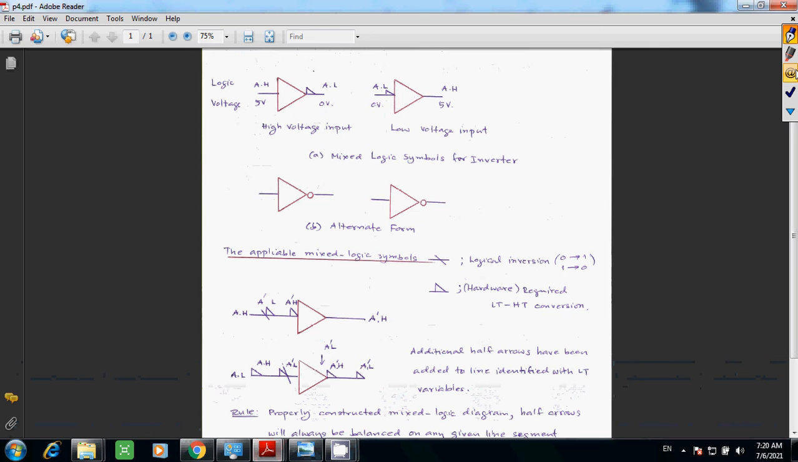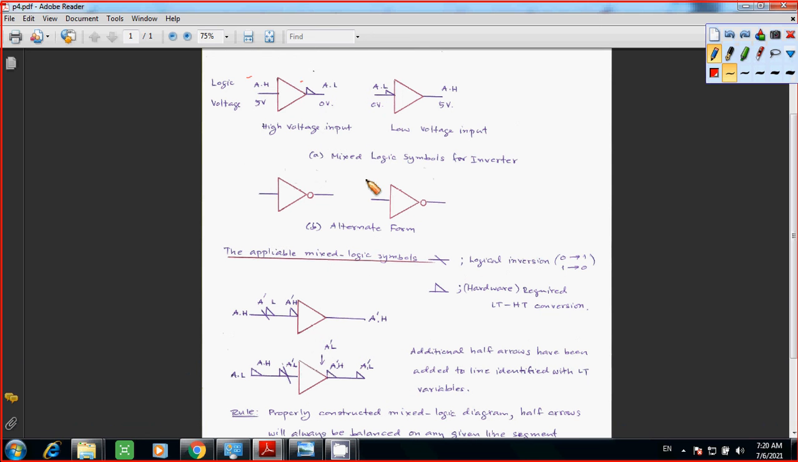For the inverter, again, the reason we call it the voltage inverter is because it does nothing about the logic. It just by itself doesn't do anything about the logic, but we put the symbol like this. That means for the input high or 5 volt or 1, you expect the output to be 0 or low.